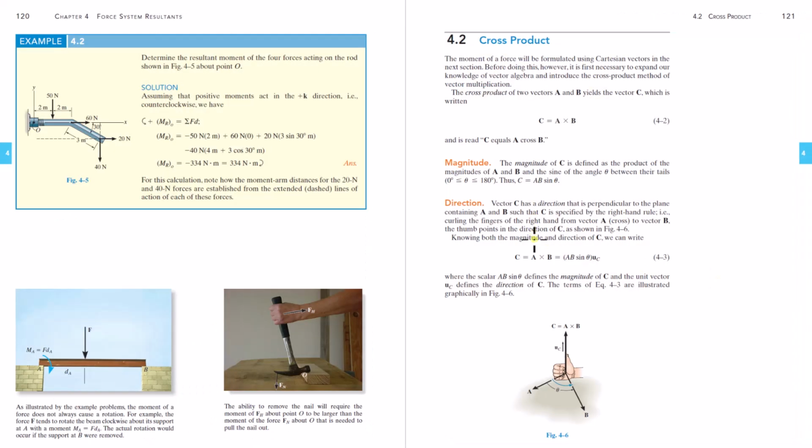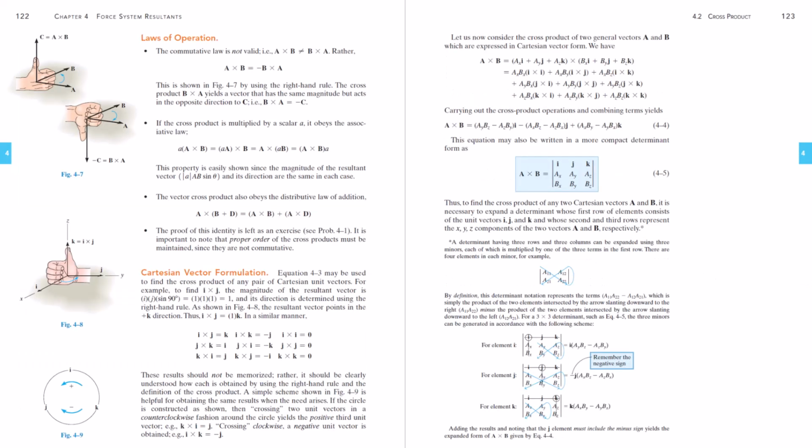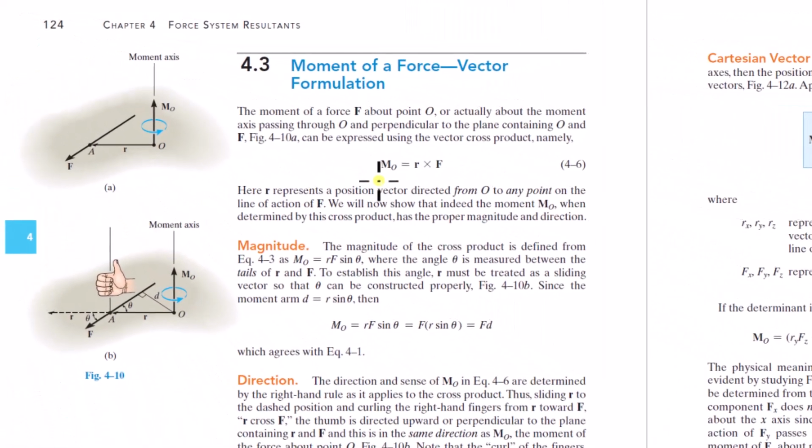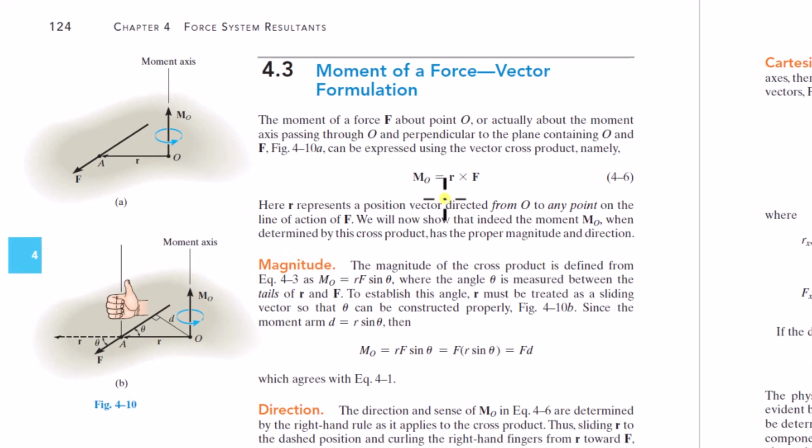Okay, so it talks about just the general definition of the cross product here, which we talk about in the vectors in space video. And there's also another video where we work an example of how to calculate the cross product. But okay, so the moment of a force about a point is R cross F.